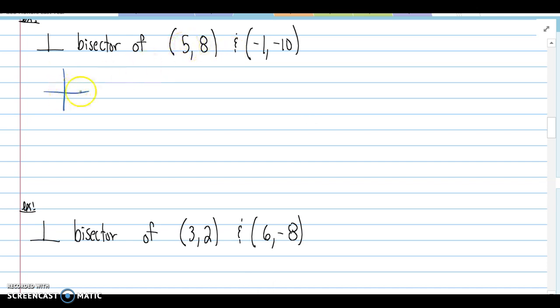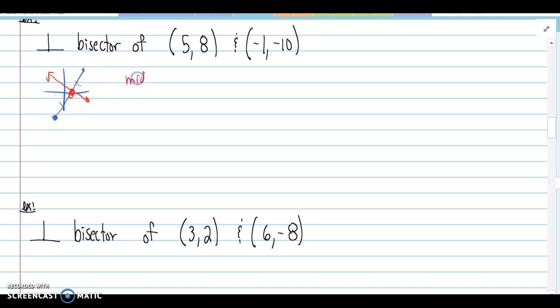Quick sketch again. (5, 8) and (-1, -10) is going to be somewhere down here. So here is the segment we're talking about. Midpoint is somewhere in there, perpendicular to it. So this red line is actually the equation that we're trying to find. Step 1, I'm going to find the midpoint between these because that's how we're going to bisect it.